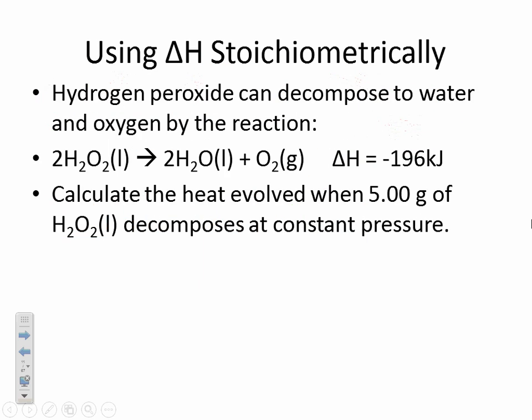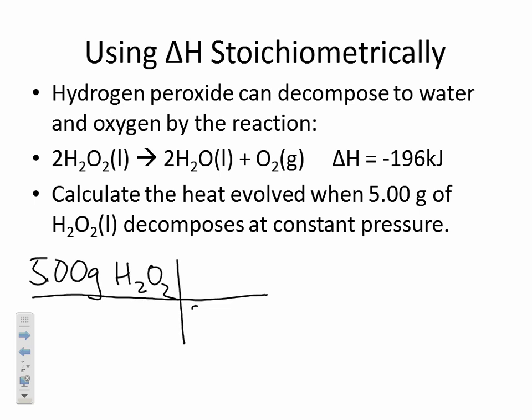And then one more problem. Hydrogen peroxide can decompose to water and oxygen by the reaction 2H2O2 liquid decomposes to 2H2O plus O2 gas, and we have a delta H value. Calculate the heat evolved when 5.00 grams of hydrogen peroxide decomposes at constant pressure. So again, very similar problem. 5.00 grams of hydrogen peroxide.